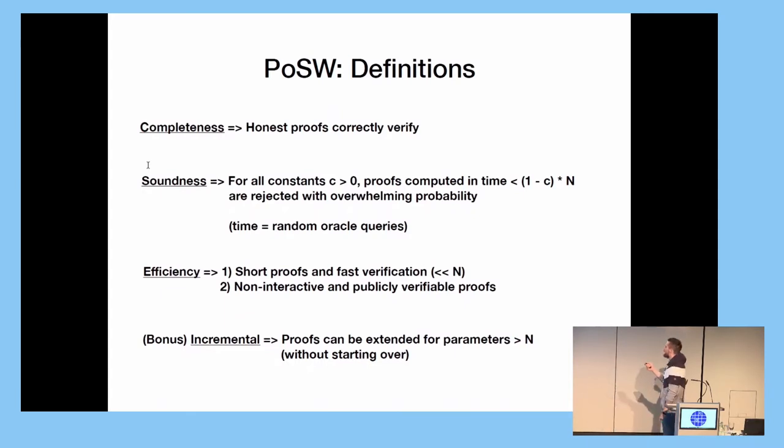And well, this is a bonus feature, which is due to the fact that our construction achieves it: you can extend queries for parameters greater than the fixed n without, of course, starting over. For example, this feature is useful for timestamping when your computer or your hardware is prone to some failure, and you don't want to start over every time your machine shuts down, right? So you compute the proof up to a certain point, you can fork. It's an interesting feature, and it's good to have it.